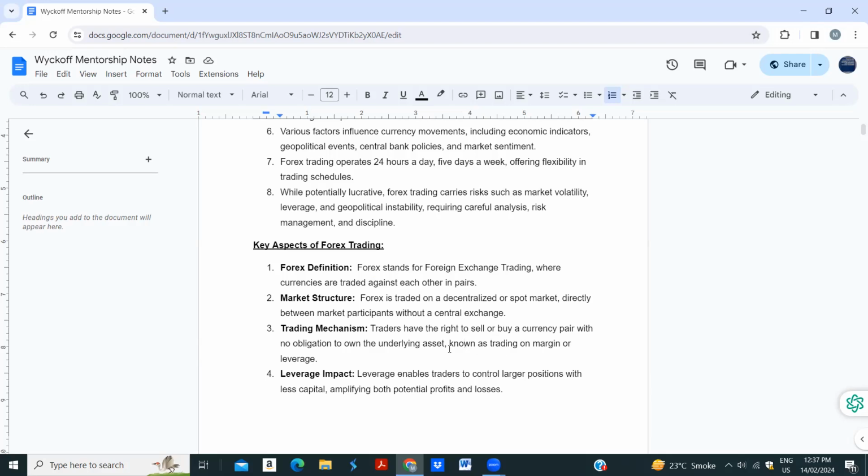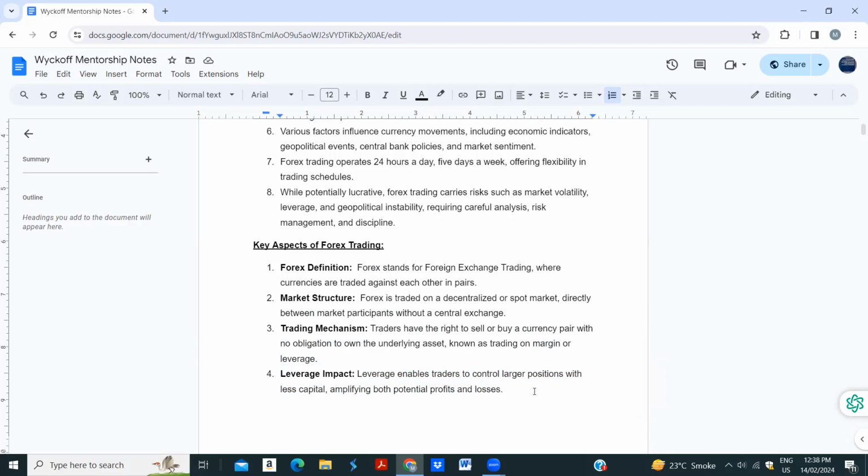So forex trading is essentially, when we are trading in the forex market, we are actually trading on margin and on leverage. We're going to delve deeper into margin and leverage later on. Leverage impact: leverage enables traders to control larger positions with less capital, amplifying both potential profits and losses. So what essentially is leverage?